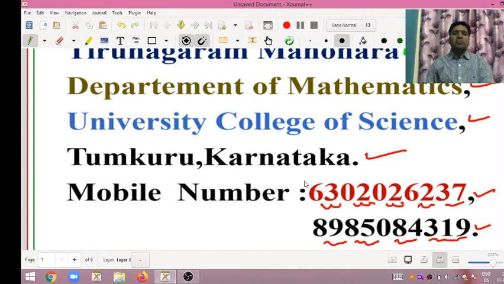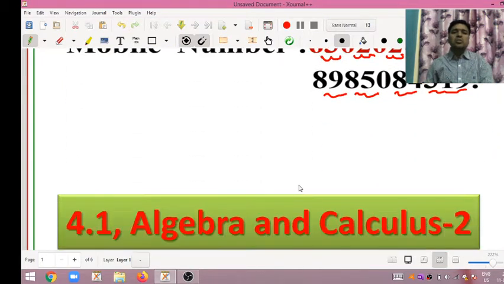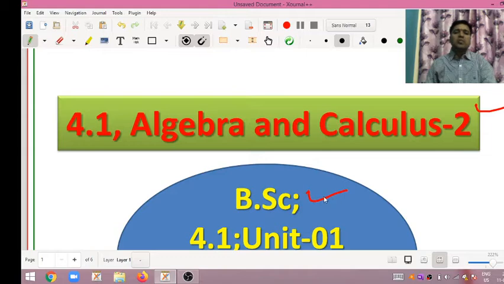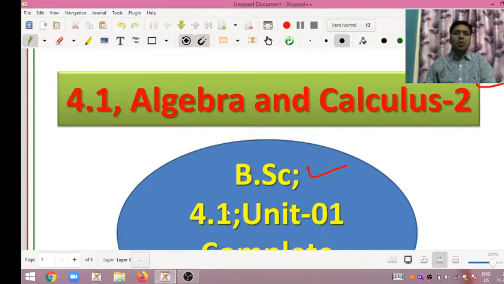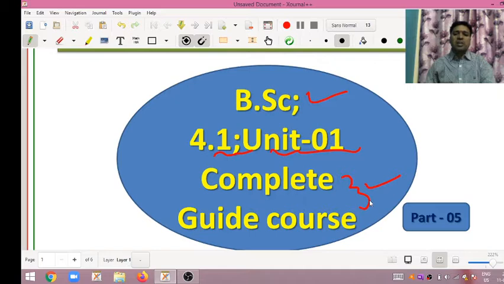Now I want to introduce 4.1 Algebra and Calculus 2, which is under BSc of Tumkur University. Under this Algebra and Calculus 2, 4.1 Unit 1 I am discussing. In that Unit 1, I am giving a complete guide course. In that complete guide course, I already did part 1, part 2, part 3, part 4, my dear friends.